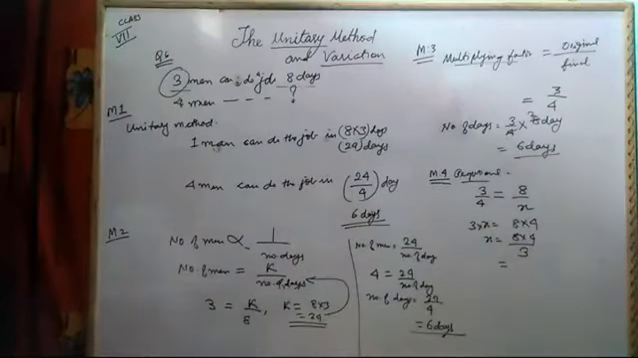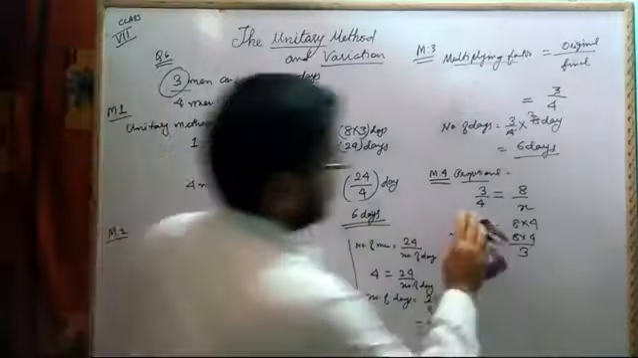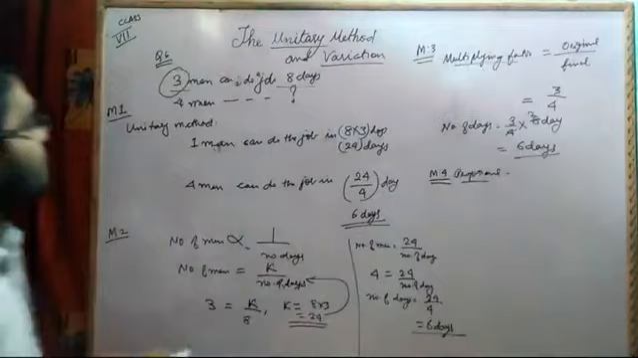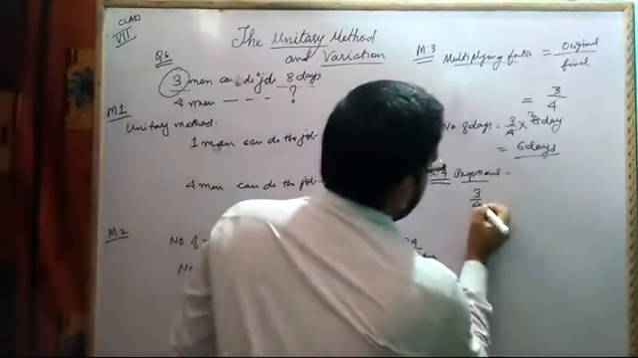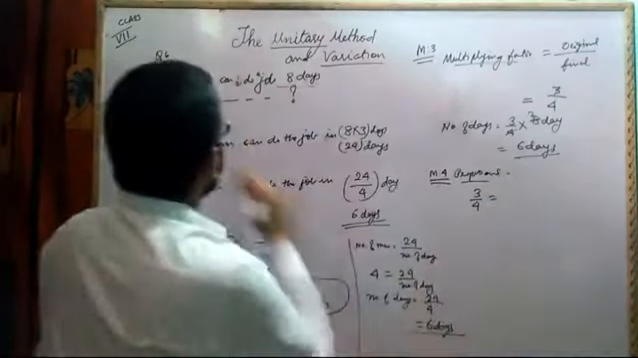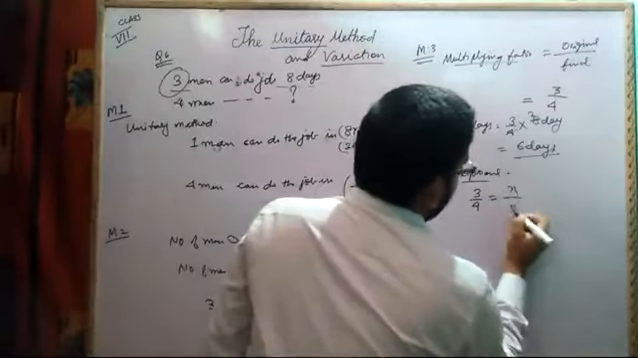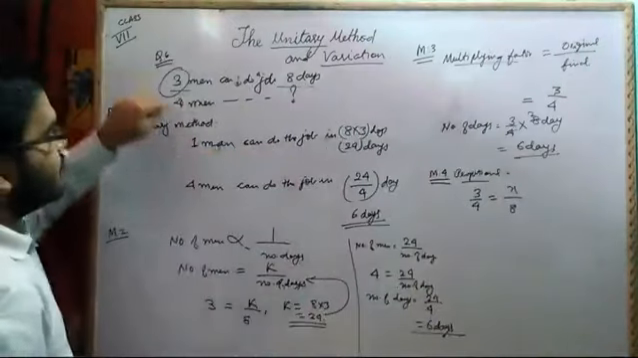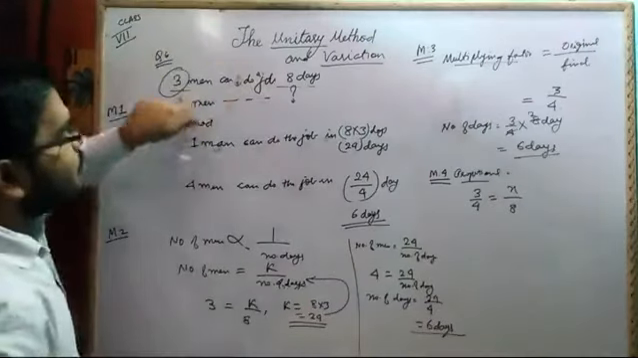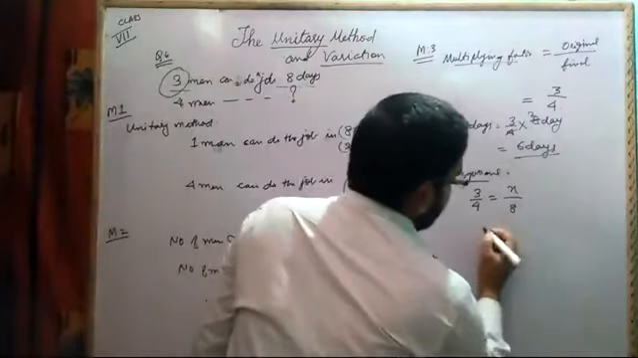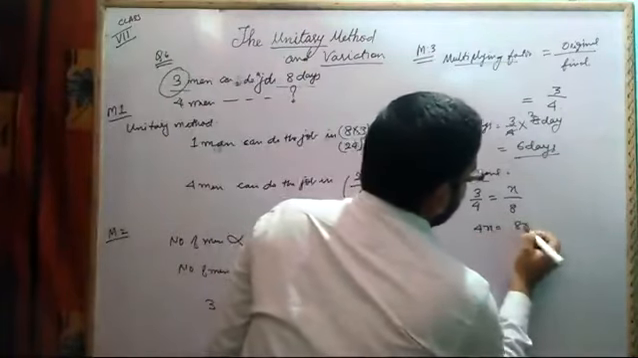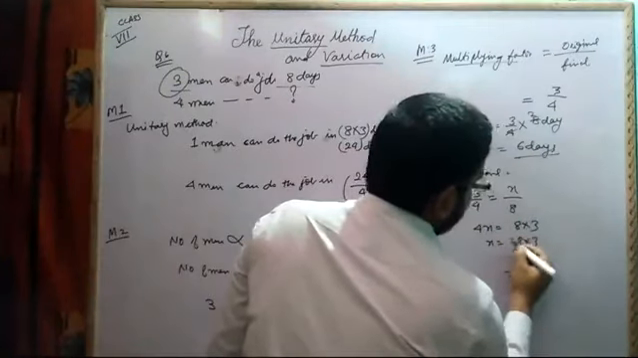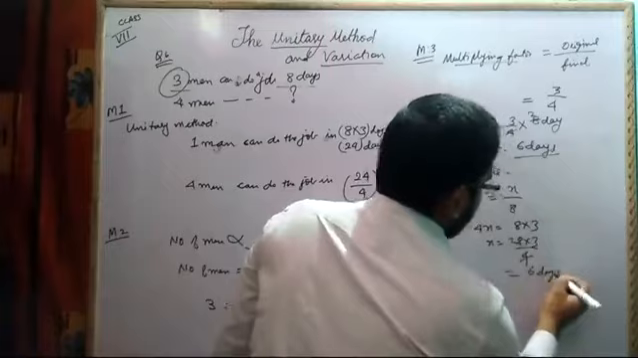8 into 4, but this is inversely proportional, no? Original by final. What is my original value? Original value is 3. 3 by 4 is equal to 4x upon 8, where we are using inverse relation. It is not a direct relation. So for 3 unknown, 4 into known value. So here it will be 4x is equal to 8 into 3, x is equal to 8 into 3 by 4. That means 6 days.